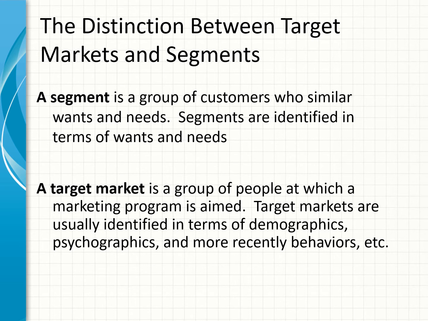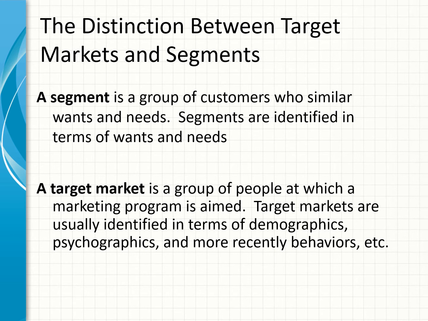Target markets are usually identified in terms of demographics and psychographics, and maybe more recently by database marketers and online marketers in terms of behaviors. But a target market is not the same as a segment. A target market is a group of people at which a marketing program is aimed. So an example of a target market might be college students. An example of a segment might be price-sensitive fast food restaurant shoppers. They're very different in terms of how they're put together, and they're very different in terms of how we use them.